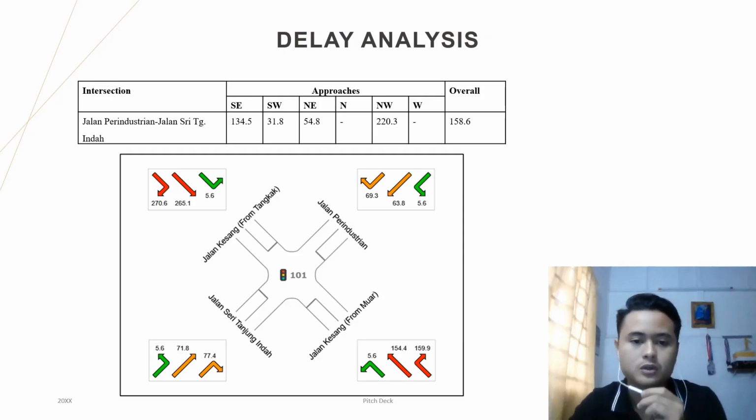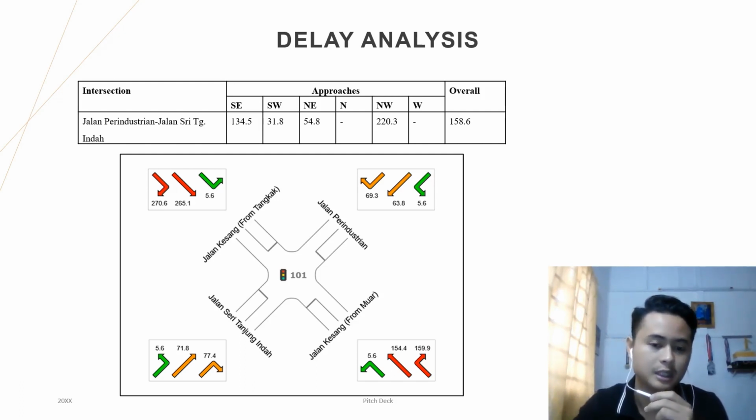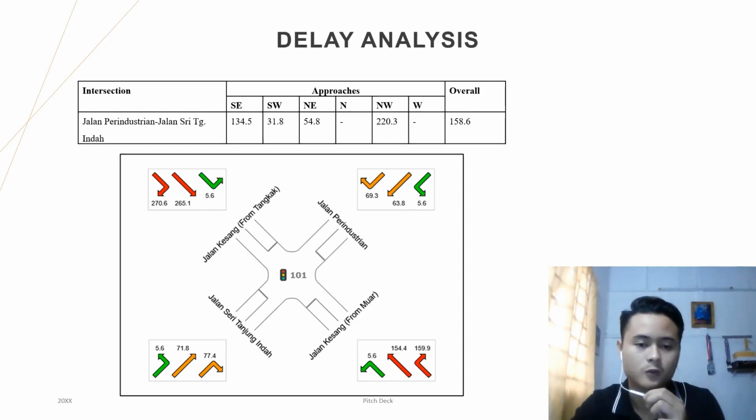Delay analysis was conducted to determine the performance of the signalized intersection. The table and figure below show the delay analysis of the evening peak hour at the signalized intersection. The overall delay from the delay analysis at the signalized intersection is 158.6, which we can classify as a poor delay. This figure below shows a delay analysis resulting from a SIDRA output.